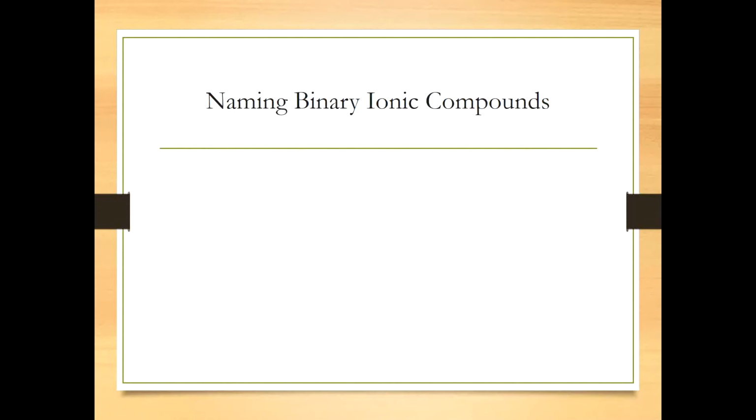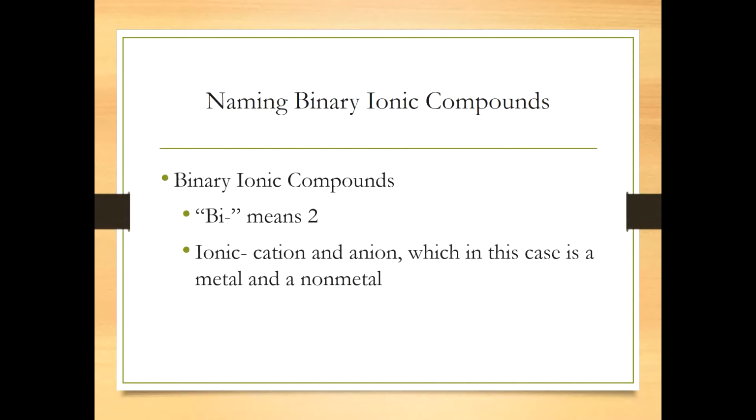So we're going to begin by learning how to name binary ionic compounds. First you need to know that the word "bi" means two, and ionic means that you have a cation and an anion, so a positive and a negative ion bonded together. In this case, that is going to be a metal and a non-metal. Here are some examples: iron 3 bromide, sodium chloride, and gold 1 phosphide.